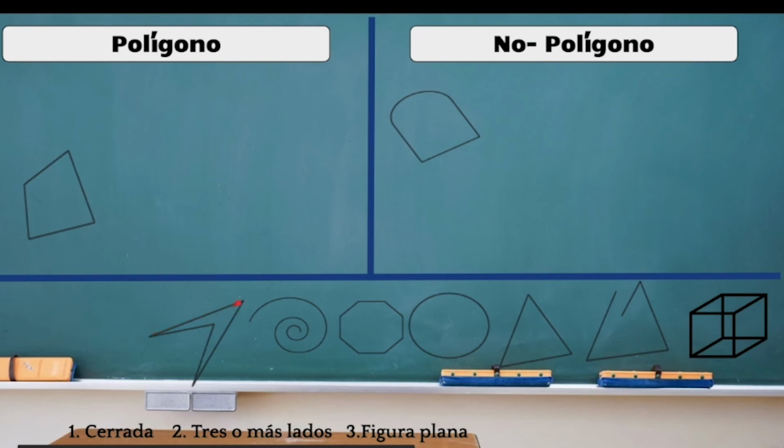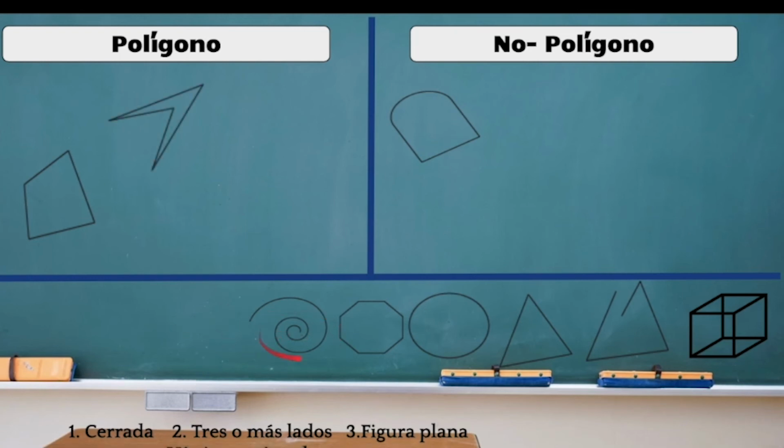Así que tenemos 1, 2, 3, 4 lados. ¿Sí? Tenemos 4 lados, todos están cerrados, no hay ningún hueco. Tiene vértices, sí. Tiene ángulos, también está cerrada y es plana, sí. Así que es un polígono.